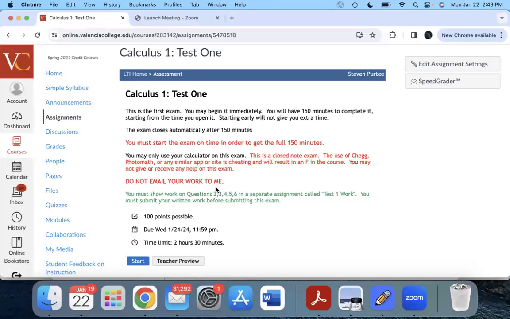These five questions, look, I don't care what order you do them in your scratch work, but please make it easy for me to grade. Write them up in order and upload it as a single document in the assignment called Test 1 Work. And you have to submit that before you submit the actual test.